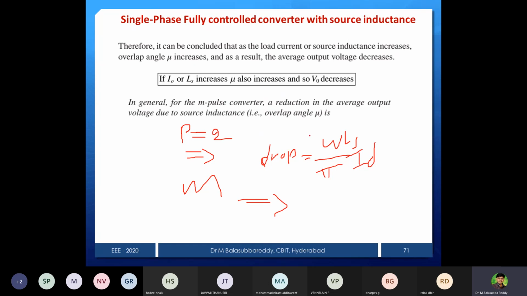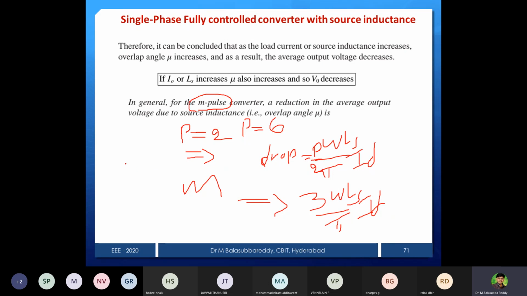So for a 2 pulse converter, that is P is 2, that means if I use P by 2 here, 2 will get cancelled, giving omega Ls by pi into Id. Then P is equal to 6 pulse converter. Let P is equal to 6. Then what is the drop? Then P by 2 is 6 by 2, that is 3 omega Ls by pi into Id, for the 3-phase case I'm telling.